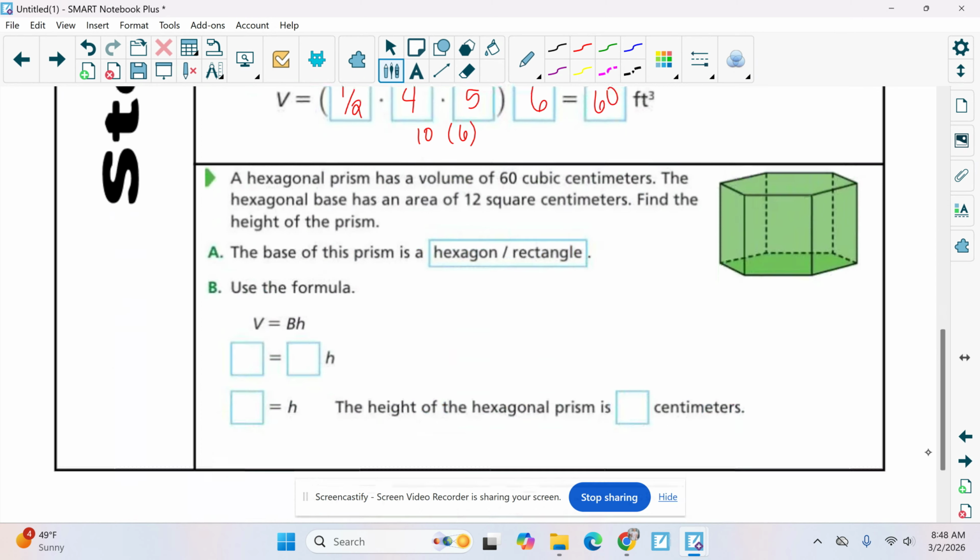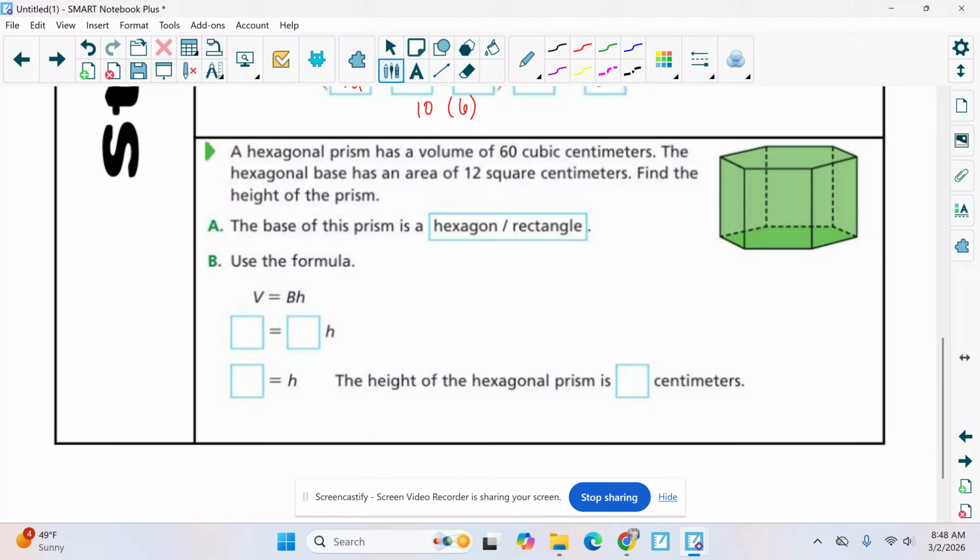Volume is easier than surface area in my opinion. But that's just me. A hexagonal prism has a volume of 60 cubic centimeters. That's important. The volume of 60. So we already know what here about this shape? The volume. We already know the volume. The hexagonal base has an area of 12. What do we know now? The area of the base is 12. What's missing from here? Height. It says find the height.